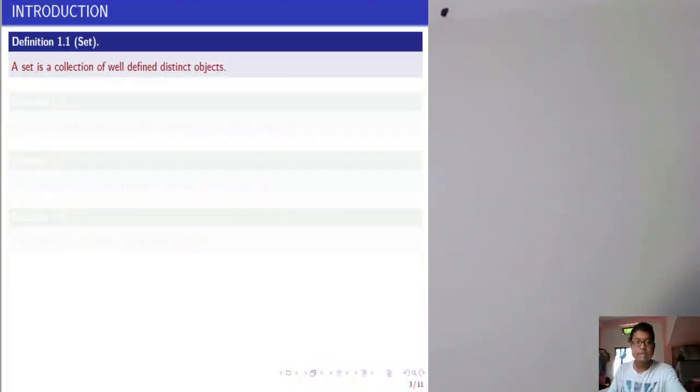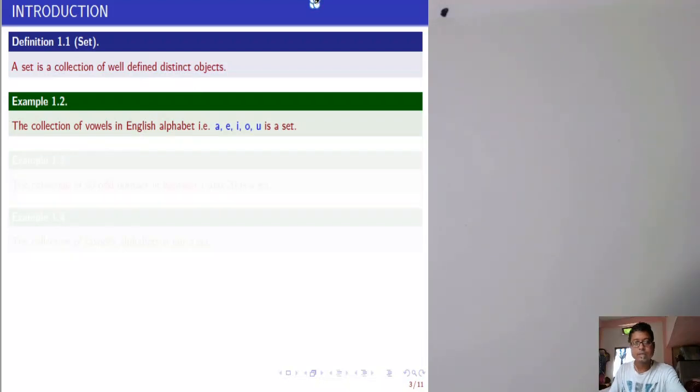A set is a collection of well-defined distinct objects. Well-defined and distinct are the two important words necessary for defining a set. By well-defined, we mean whatever collection we are collecting must be accepted by everyone. As for distinct, I think everybody knows what distinct is. Distinct means each of the objects that is collected must be unique. That is said to be distinct.